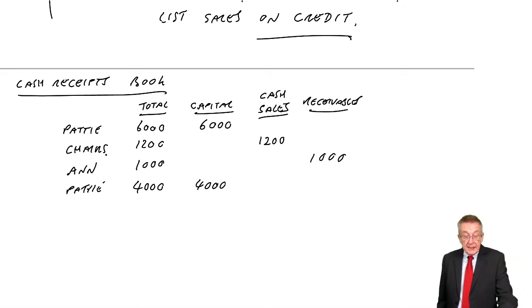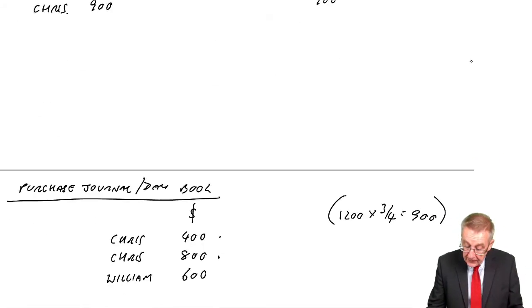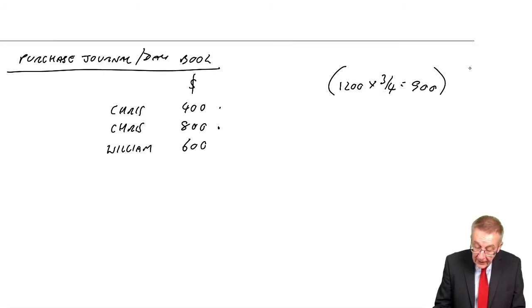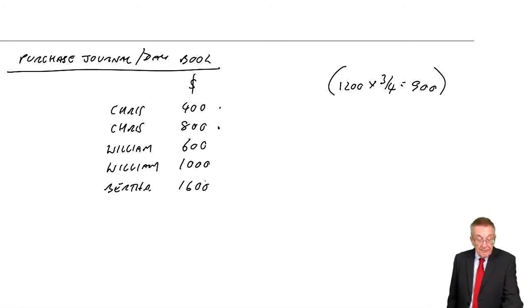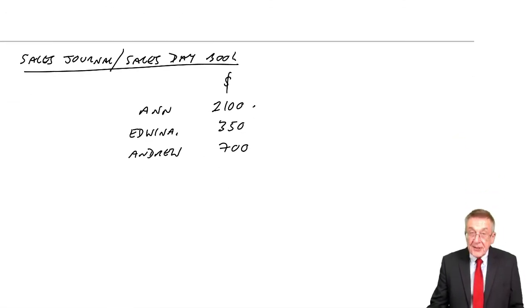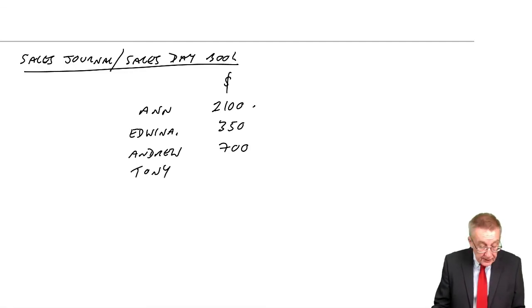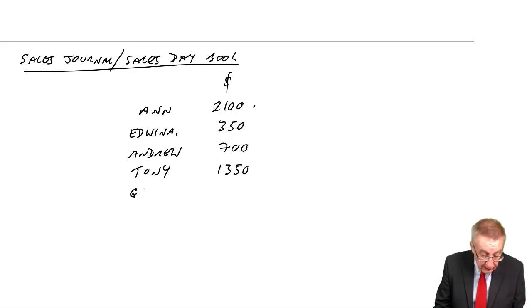Chairs were purchased on credit from William and from Bertha. So if we buy on credit, it's the purchases journal or day book. William, 1,000. Bertha, 1,600. P. Chairs were sold on credit to Tony, so sales on credit go in the sales journal or day book. Tony, 1,350. And Q, chairs were sold to George, again on credit, 2,100.